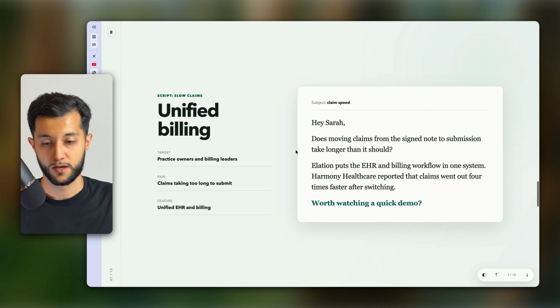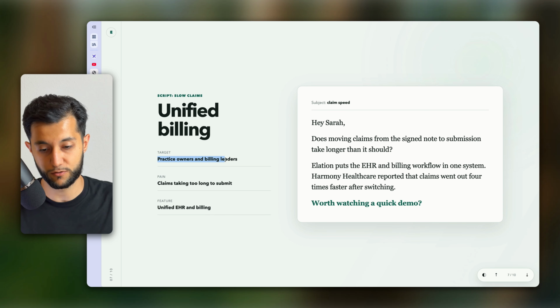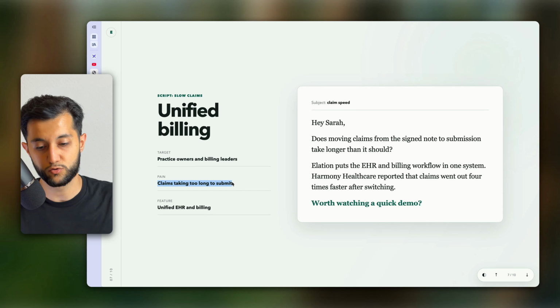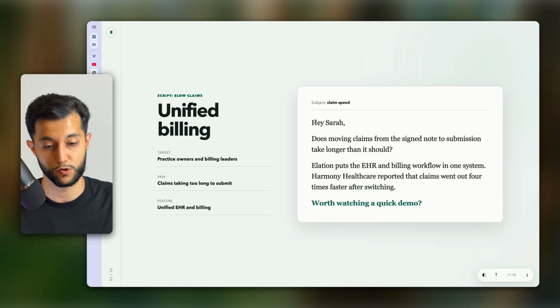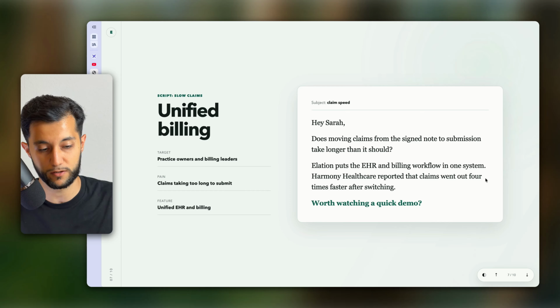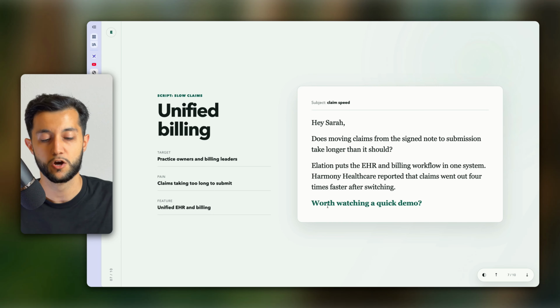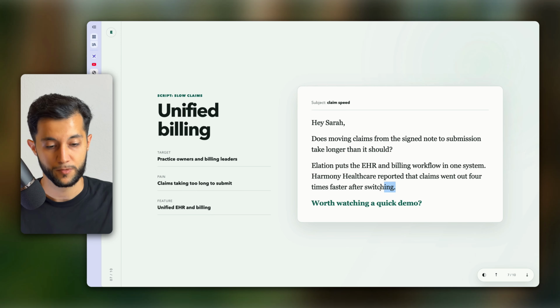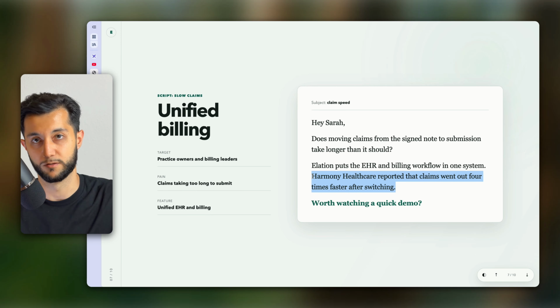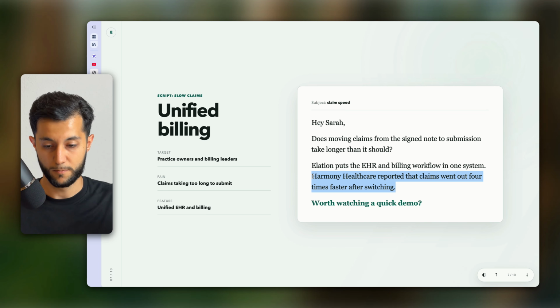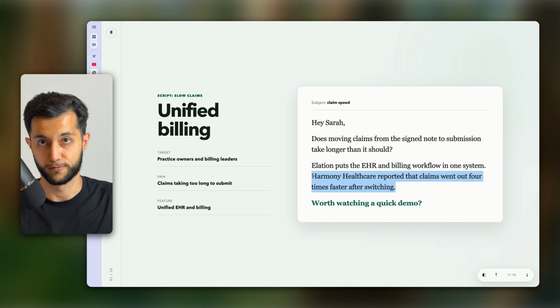So let's move on. Unified billing for the practice owners and billing leaders. Claims are taking too long to submit, so we have this unified EHR and billing feature that we will advertise. So, hey Sarah, does moving claims from the signed note to submission take longer than it should? Elation puts the EHR and billing workflow in one system. Harmony Healthcare reported that claims went out 4 times faster after switching. Worth watching a quick demo, right? We also have apparently a publicly available case study of Elation inside of here. So we can actually make use of that social proof, right?